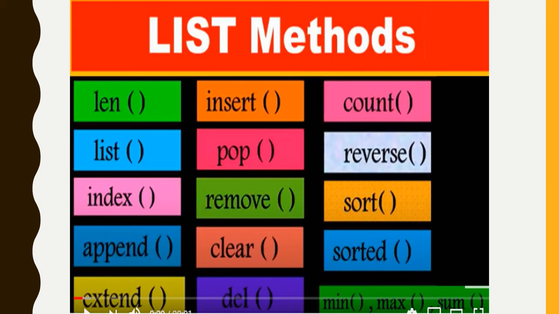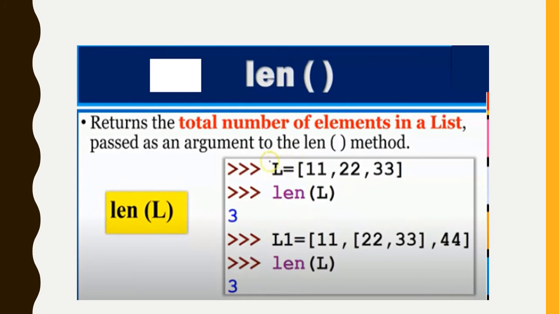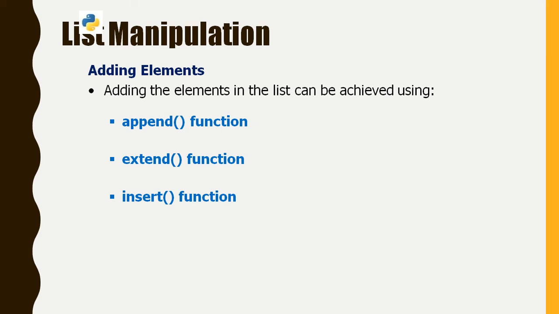Now similarly, as we had methods or functions with strings, we have these many functions with the list. Of course: len, list, index, append, extend, insert, pop, remove, clear, del, count, reverse, sort, sorted, minimum, maximum and sum. Some of the functions we have discussed are common with the string, and we will see the others. Len is very easy. If you give the length of a list, it will give how many elements are present. Very simple one. Next, as far as adding elements to the list, there are three functions. One is append, another is extend, and third is insert.